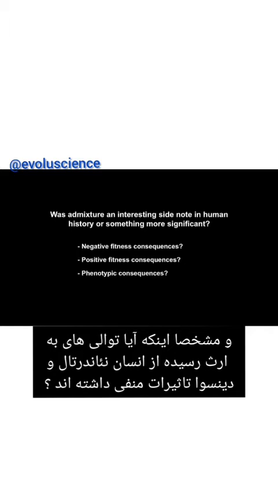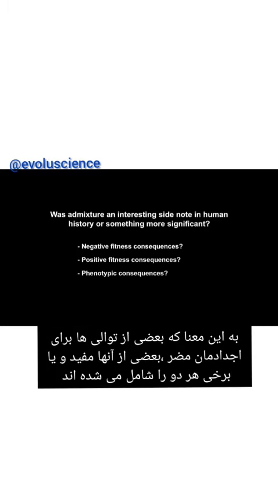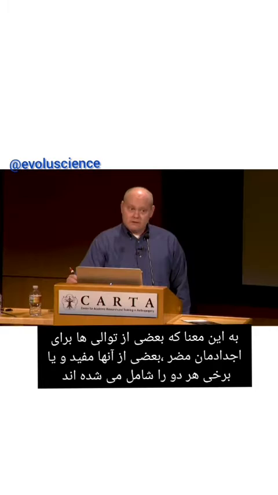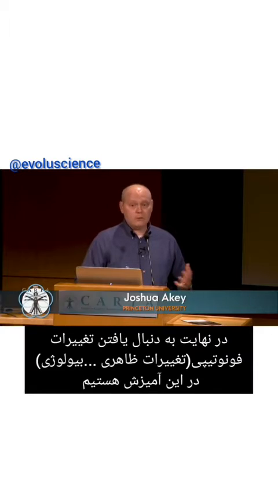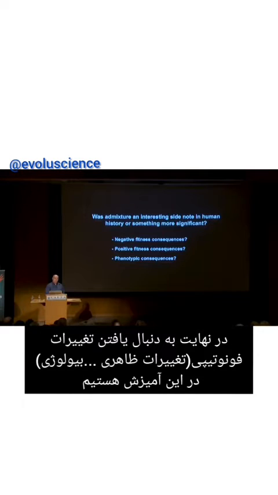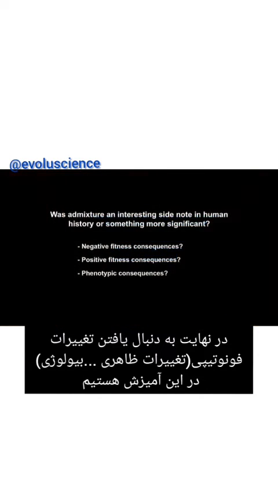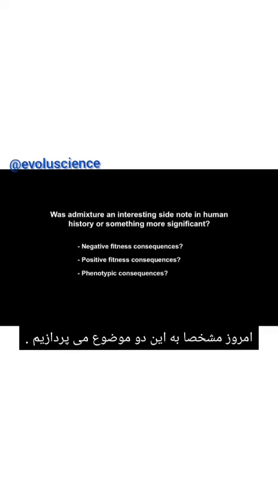And in particular, did these sequences that we inherited from Neanderthals and Denisovans have negative fitness consequences? That means, were some of these sequences deleterious? Were some of the sequences advantageous and confer an advantage to our ancestors? And then ultimately, we'd like to know what are the phenotypic consequences of hybridization. And I'm going to focus mainly on these two issues today.